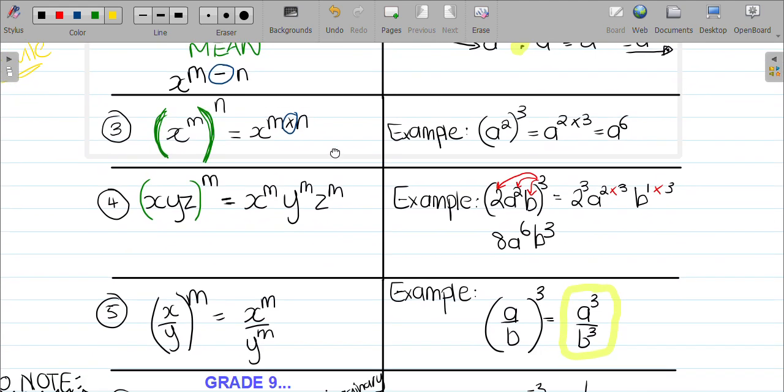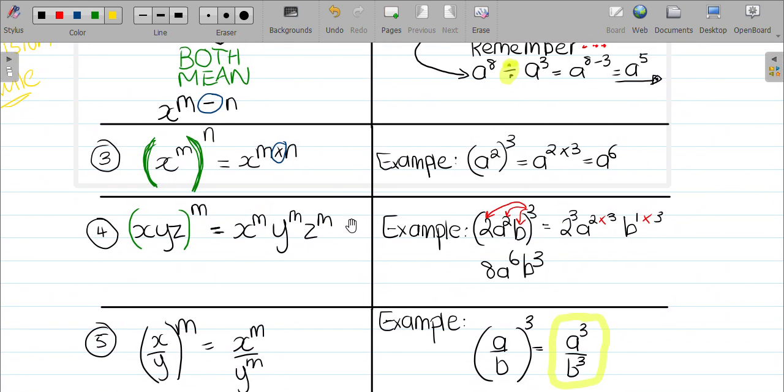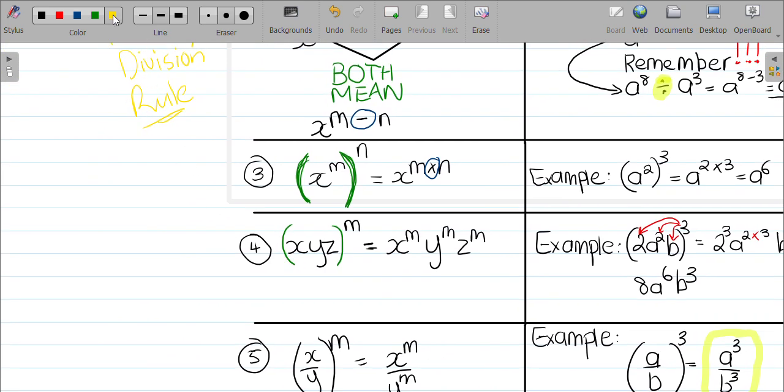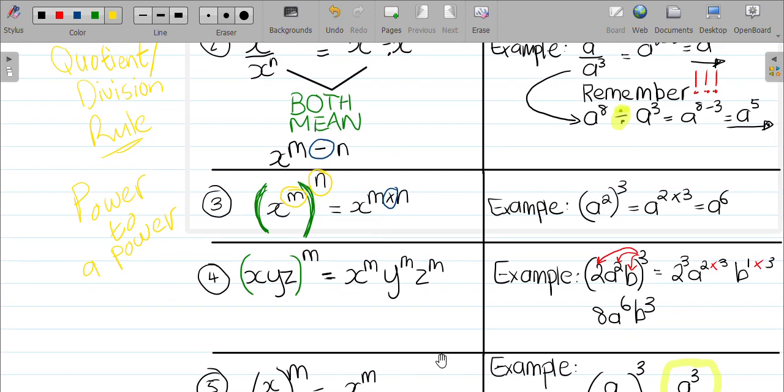Okay, let's move on to rule number 3. Rule number 3 is called, I can write it down here if you like, a power to another power. So what do we see here? We have a power or an exponent, and it's being raised to another power. So we have something in a bracket and an exponent or power, and it's being raised to another power.